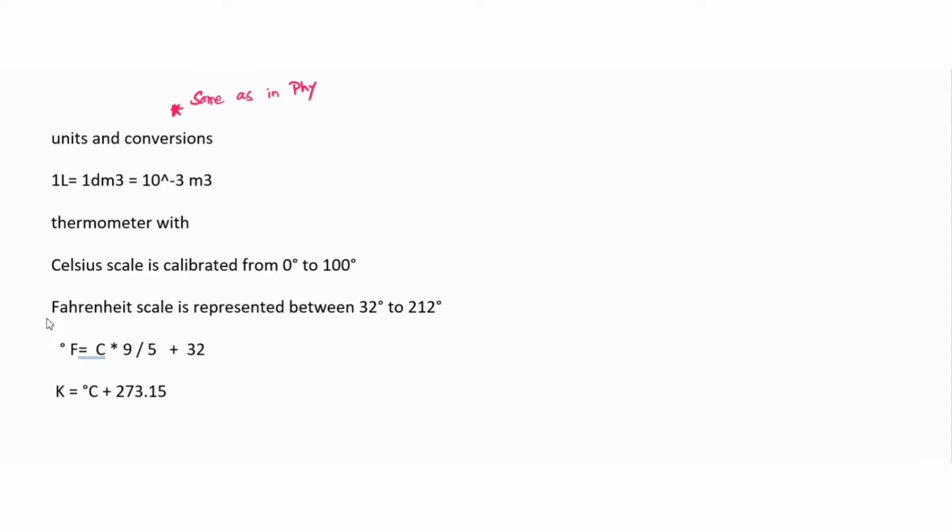The first conversion you need to know is the conversion of liters into meters. You all know 1 liter is 1000 centimeter cube and 1 centimeter cube is 1 ml. So 1000 centimeter cube is 1000 ml, which is equal to 1 decimeter cube, and 1 decimeter cube is nothing but 10 power minus 3 meter cube. So remember, 1 meter cube is equal to 1000 liters. So how will you remember this?